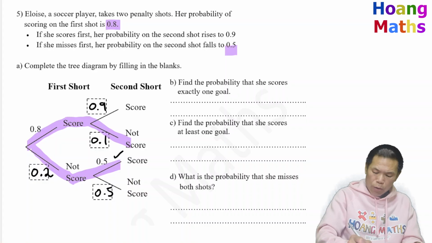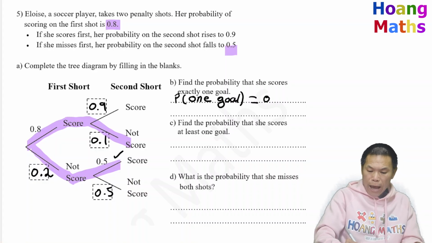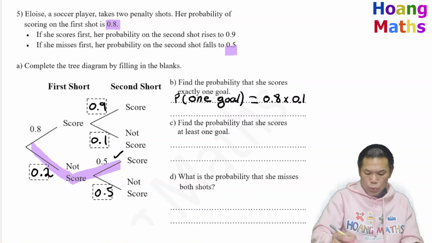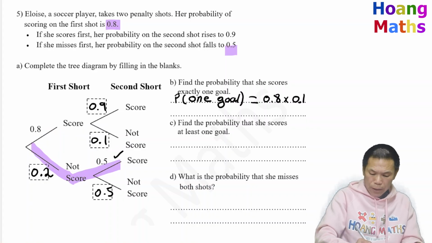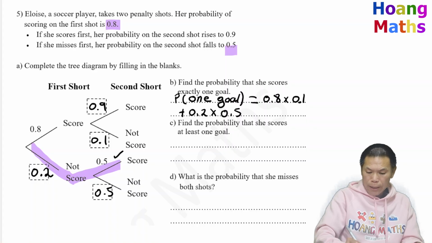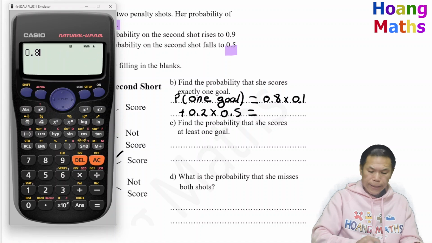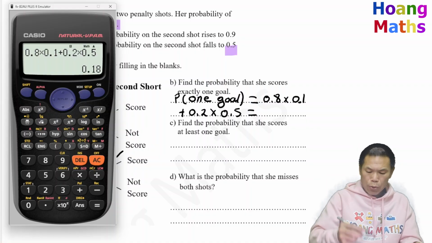So the probability of 1 goal is 0.8 times 0.1. So that one is done. And then we add 0.2 times 0.5. So 0.8 times 0.1, we add 0.2 times 0.5. So there you go, 0.18.